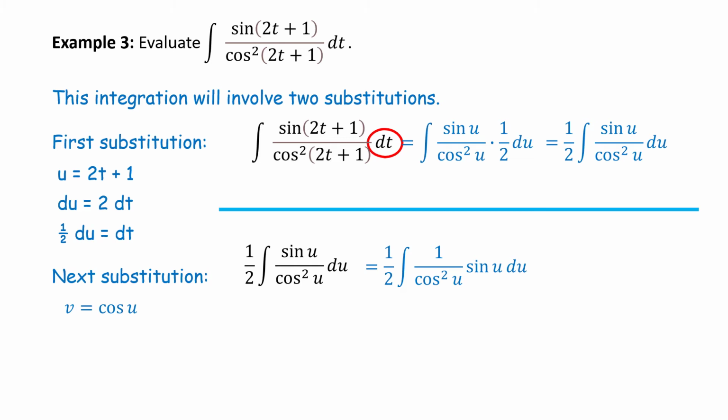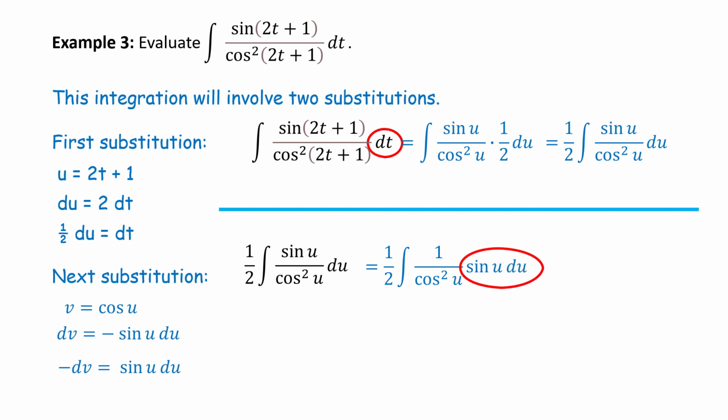The derivative of v is dv. The derivative of cosine u is minus sine u du. Our integral has a positive sine u du. In order to make a direct substitution, we need our negative sine u du to be positive. So let's multiply by negative on both sides. Negative dv equals positive sine u du.